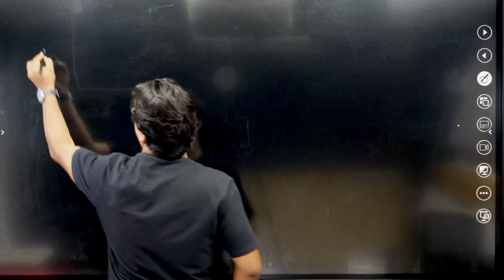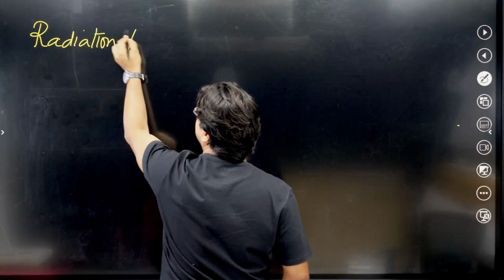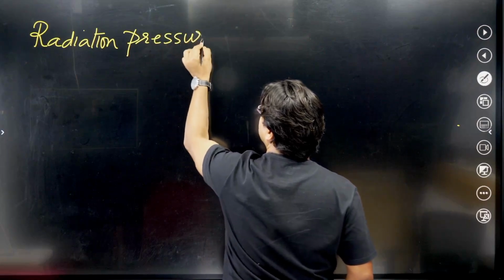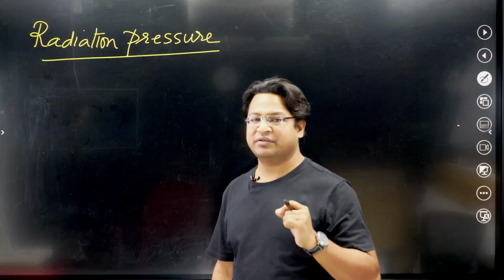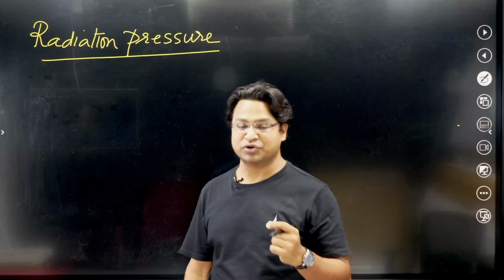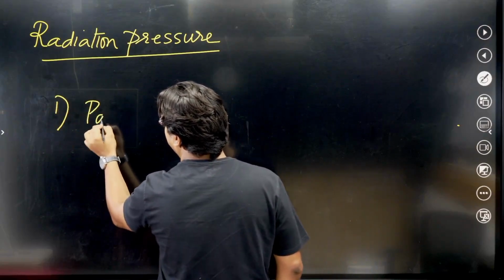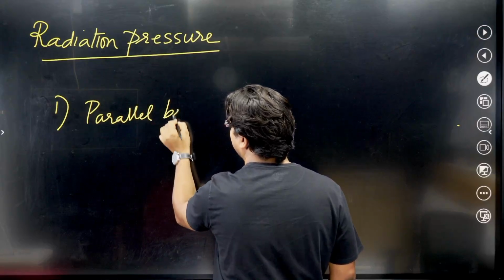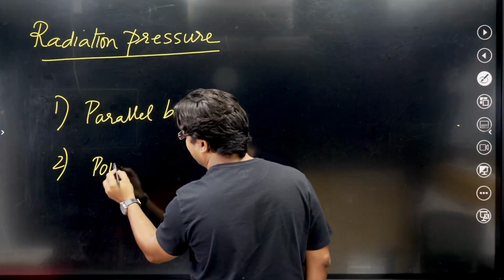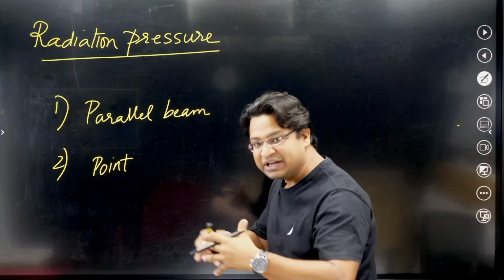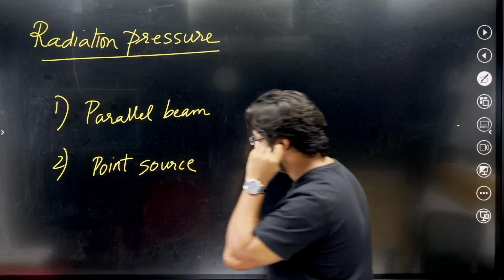So I'll write the name of the topic, that is radiation pressure. Now guys, there are two popular situations given when we are asked to find the force due to radiation. The two situations are: we might be given a parallel beam, or we might be given a point source or a tiny spherical source from which the rays emerge in all directions. So these two are generally the given situations.